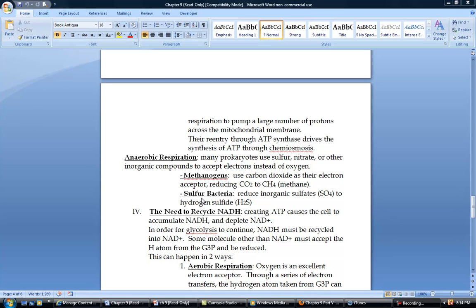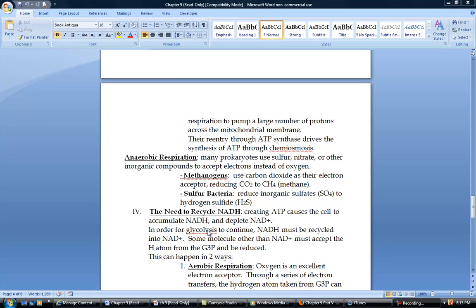Another group are sulfur bacteria, and what they do is use inorganic sulfates and reduce those to hydrogen sulfide. So those are the two main types of organisms that do anaerobic respiration. Now, one thing is that we've got all these NADHs that we talked about in all three of those stages in the beginning that are all dropping off electrons at the electron transport chain. And, obviously, you can run out of that.